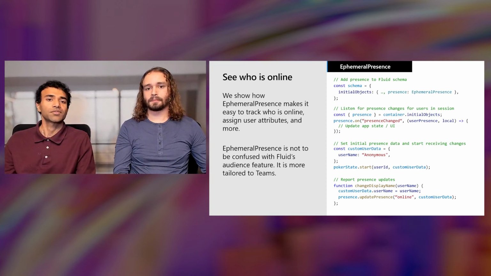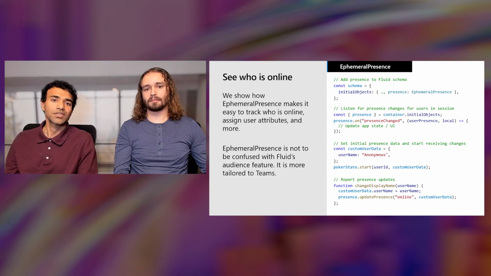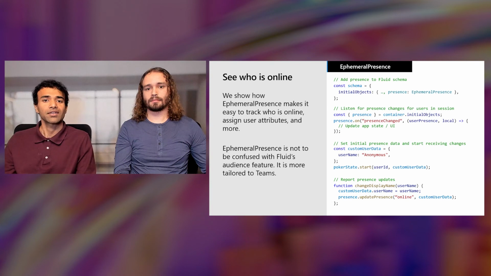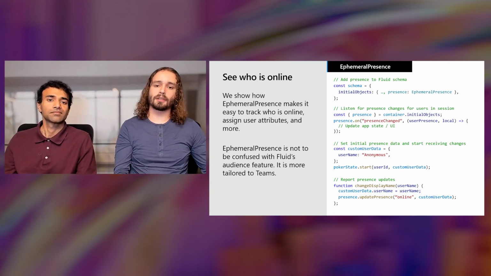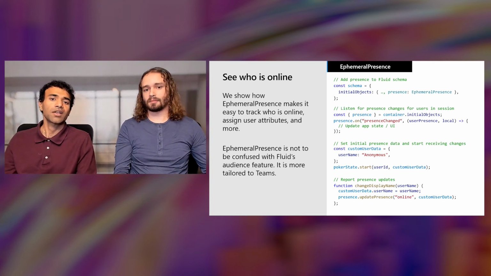Like other objects, you must first define ephemeral presence in your Fluid schema. You can then listen to a presence change event, which exposes a user presence object and a local flag. When you start presence, you can optionally define a user ID and a custom data object. To change data about the user, you can call the update presence method. Let's look at how we use presence in our sample.